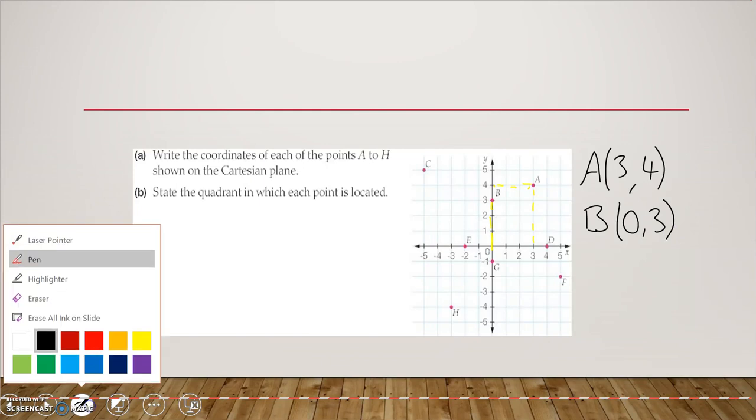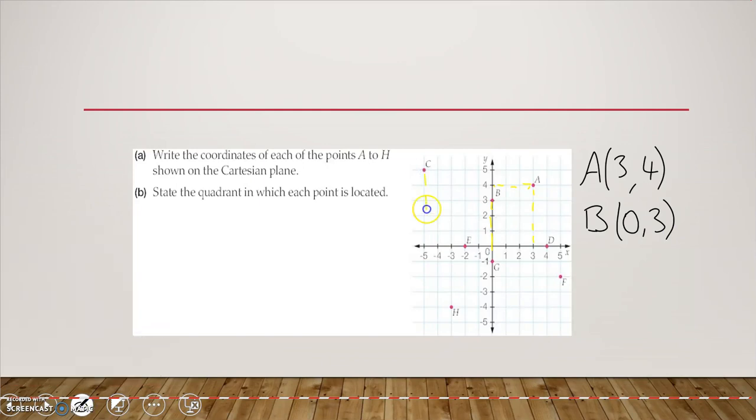I can then have a look at point C. And I go down to the x-axis. So -5 is my x value. And I go across to the y-axis, which is 5. So my ordered pair for C is -5, 5.